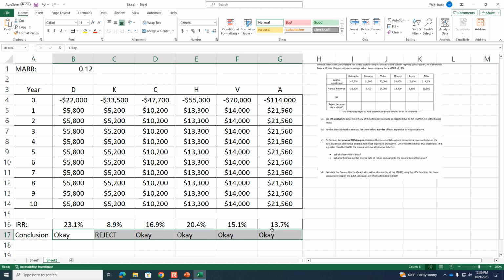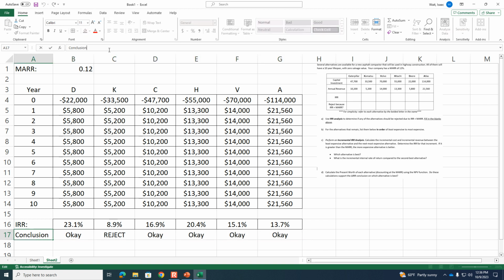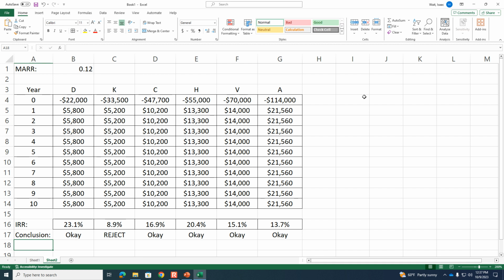After we do the initial screening, we need to be sure to write what's your conclusion or interpretation of the IRR data. And what we see is that option K, Komatsu, should be rejected because its internal rate of return is less than the minimum. So our first matchup is not going to be Komatsu versus Deere because Komatsu is rejected. So the first matchup is Caterpillar versus Deere. So option C minus option D.